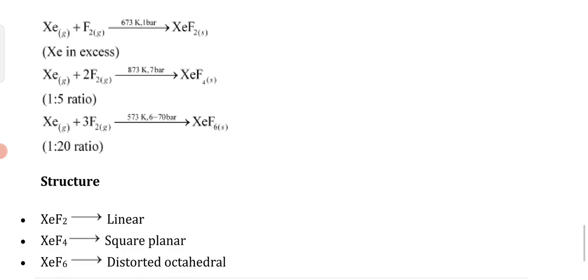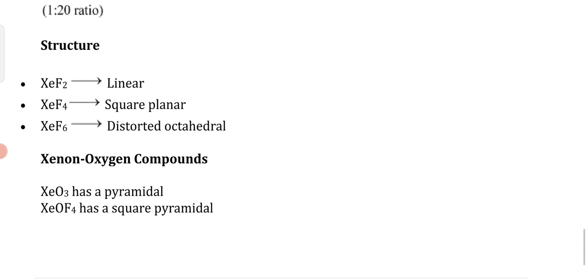Okay, so next we are coming to some important reactions, that is Xe plus F2 will make XeF2 solid, Xe plus 2F2 will make XeF4 solid, and Xe plus 3F2 will make XeF6 solid. And some conditions are required: 673 Kelvin 1 bar, 873 Kelvin 7 bar, and 573 Kelvin 60 to 70 bar. Now the structures: XeF2 has a linear structure, XeF4 has a square planar structure. It is also coming by the concept of the VSEPR rule, lone pair-lone pair repulsion is greater than lone pair-bond pair repulsion, which is greater than bond pair-bond pair repulsion.